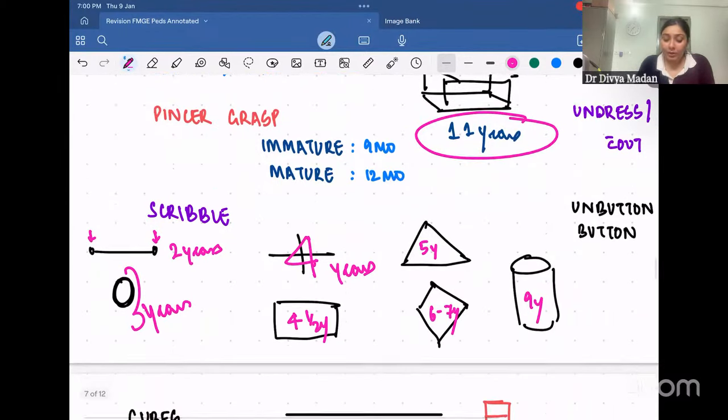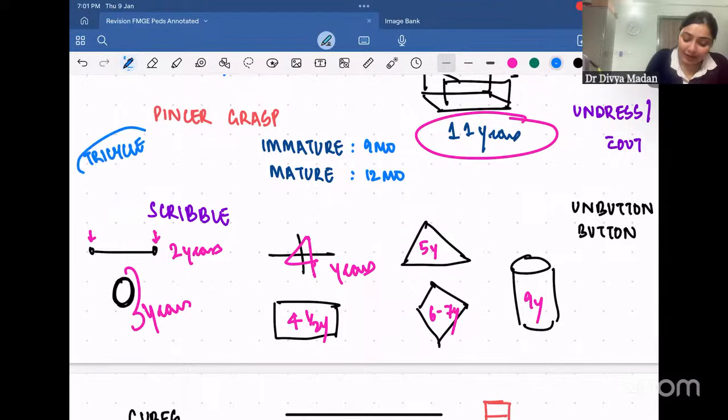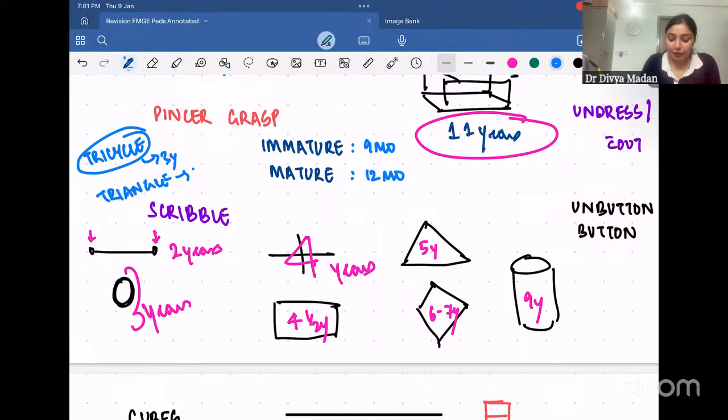So a very famous question that they ask in an exam because they know you can get confused. We discussed tricycle, right? Tricycle was at 3 years of age. But triangle is at 5 years of age. So don't confuse the two, right? Tricycle, three-tire cycle that the child learns by 3 years. Triangle, though it is a three-sided figure, the child can draw it at 5 years of age, right? So tricycle 3 years, triangle 5 years, right?